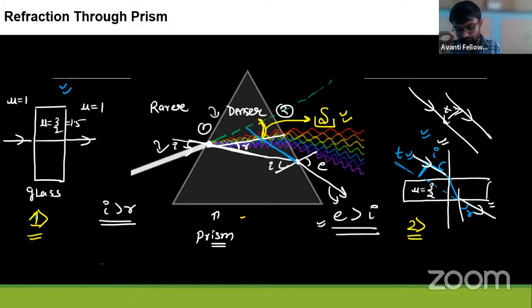First of all, reply in the chat box. Is this thing clear or not? Reply this thing in the chat box, students. Is this thing clear or not? Chat box में reply करो students. Is this thing clear? Okay, finish.